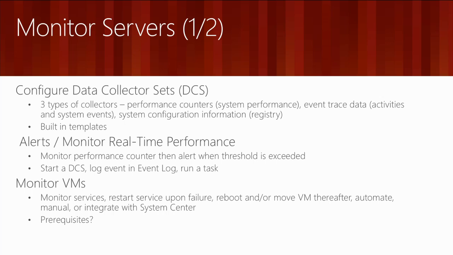Okay, and then on alerts and monitor real-time performance. I think the big thing here is, you can log an event in the event log, and if your monitoring tool picks that up, you might get notified. But the run a task thing is pretty cool from an automation perspective. When you run a task, you can run a command line, PowerShell, bat file, script of some sort, and it can clear disk space. It can page out, send an SMS. It can do pretty much anything. So you want to be aware of that.